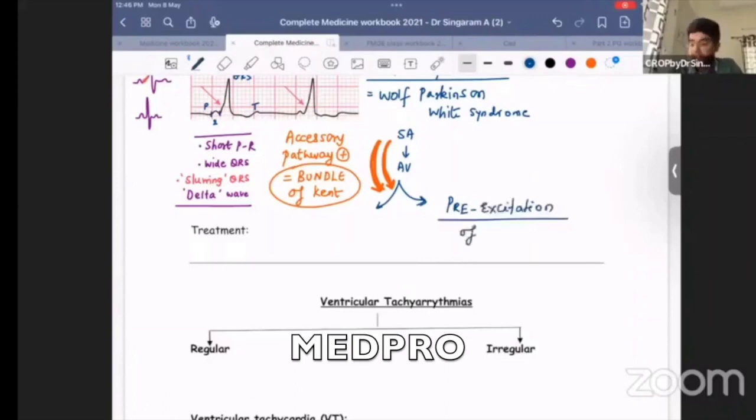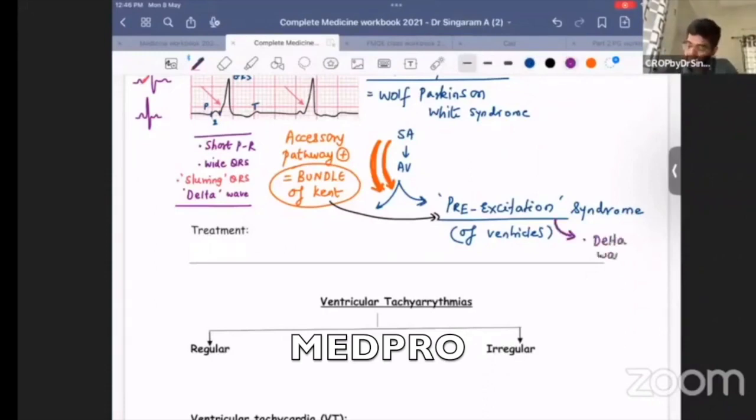Pre-excitation of what? Pre-excitation of ventricles. What is causing the pre-excitation of ventricle? It is the bundle of Kent which is causing it. So this is one of the conditions called pre-excitation syndromes. I hope you are able to follow this. Pre-excitation means early excitation of the ventricle, or early depolarization of the ventricle. This early depolarization of the ventricle is the reason why you get which wave? You get a delta wave. Are you able to follow this?